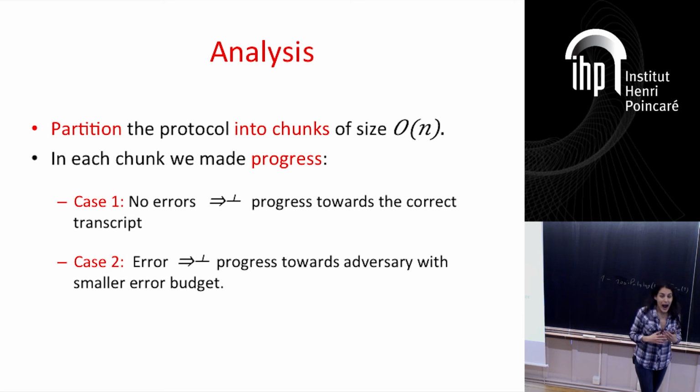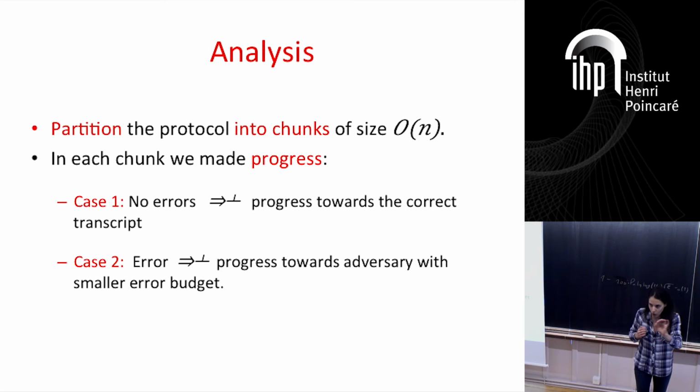I'm going to show that either in this order n bits, no error happened, in which case we made progress because there was no error. Or, if an error did happen during these order n bits, then the adversary now has a smaller error budget. So we made progress. Now we're dealing with an adversary with a smaller error budget.